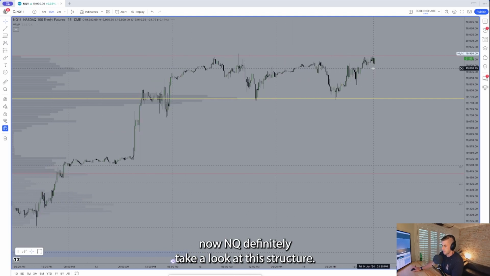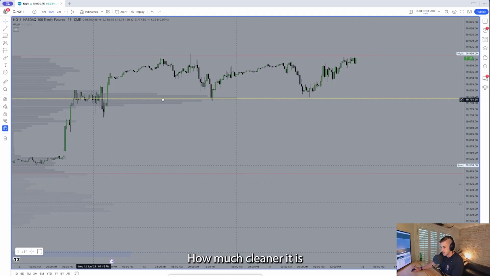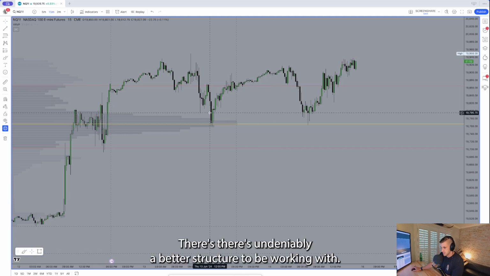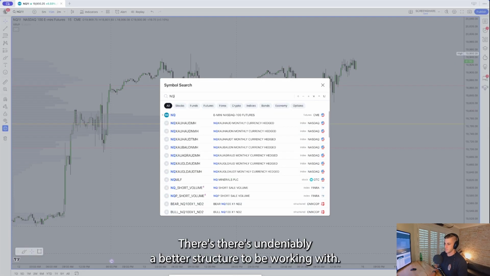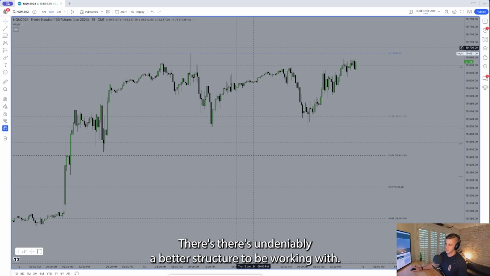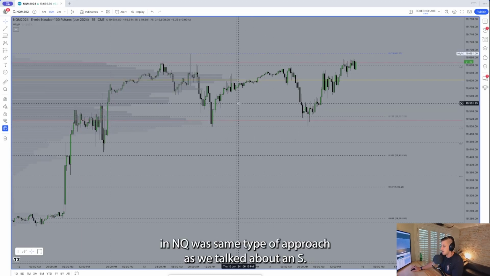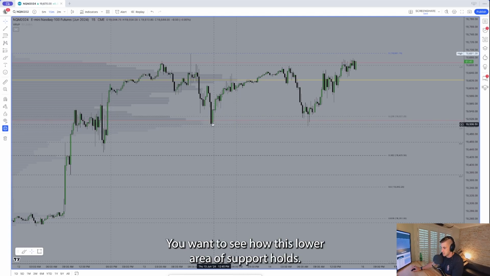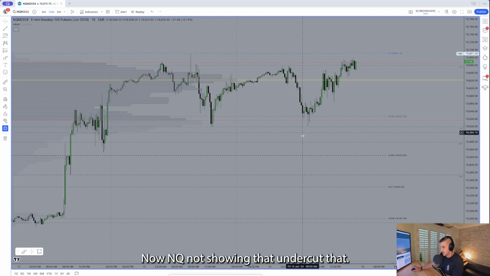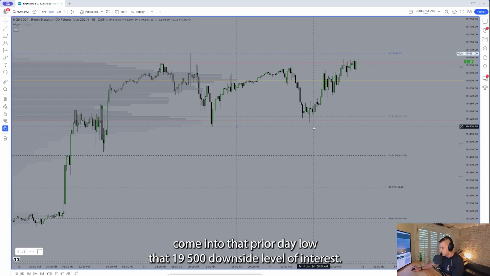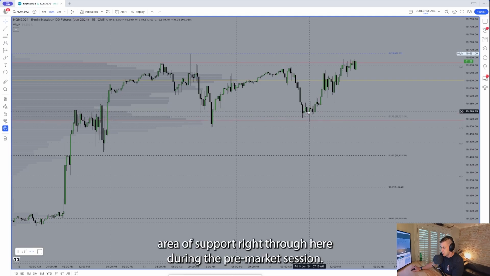Now, NQ, definitely take a look at this structure, how much cleaner it is, right? There's undeniably a better structure to be working with. What we were looking at for today here in NQ was the same type of approach as we talked about in ES. You want to see how this lower area of support holds. Now, NQ not showing that undercut that we saw in ES. You just see NQ come into that prior day low, that 19,500 downside level of interest, build out this kind of area of support right through here during the pre-market session.